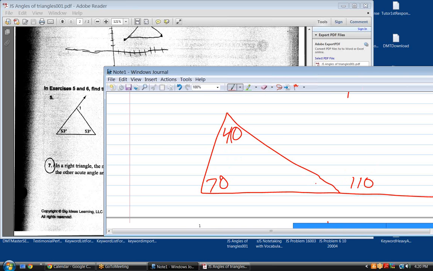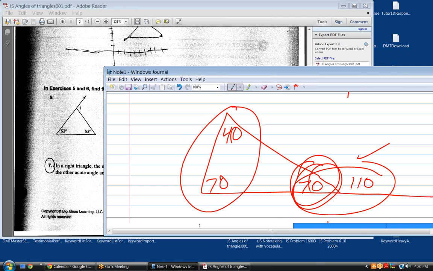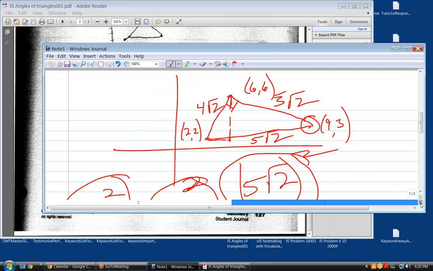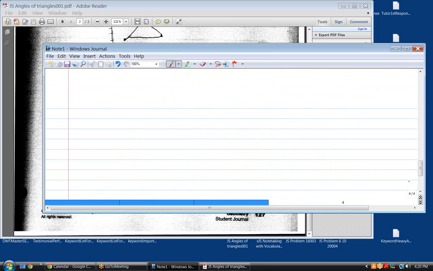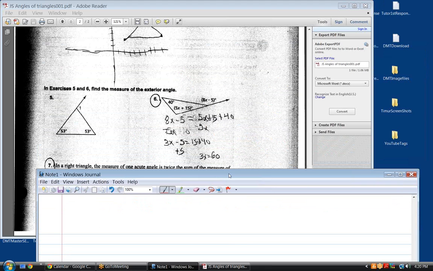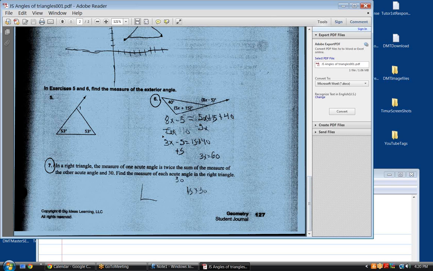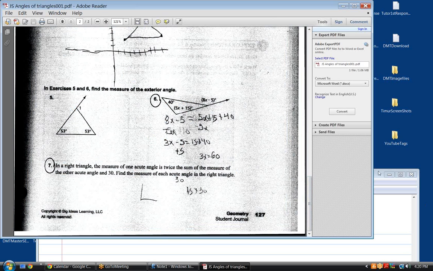In other words, this angle right here has to also be 70 because these are supplementary. Since this is supplementary with this, and this is supplementary to those 2, then this has to be equal to the sum of those 2. And based on that same exact principle, let's do number 6.